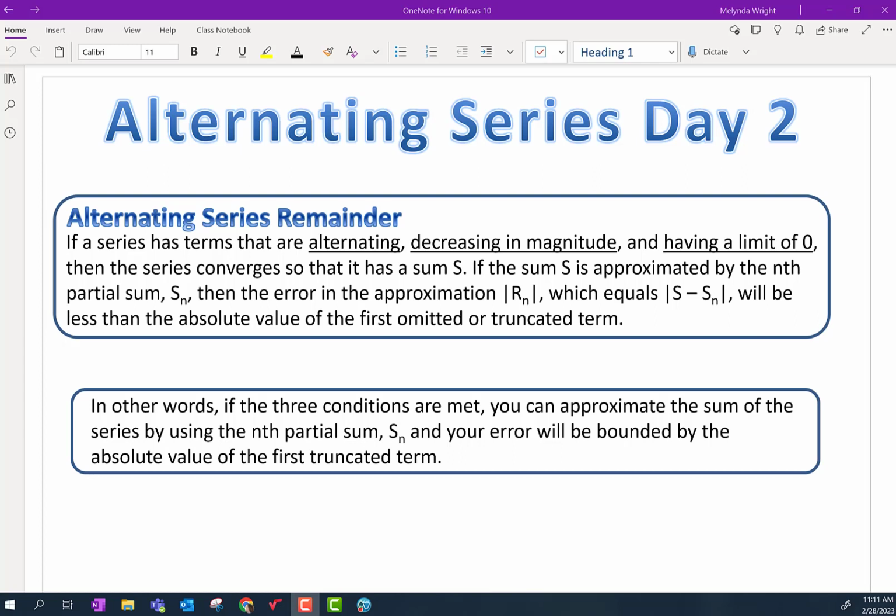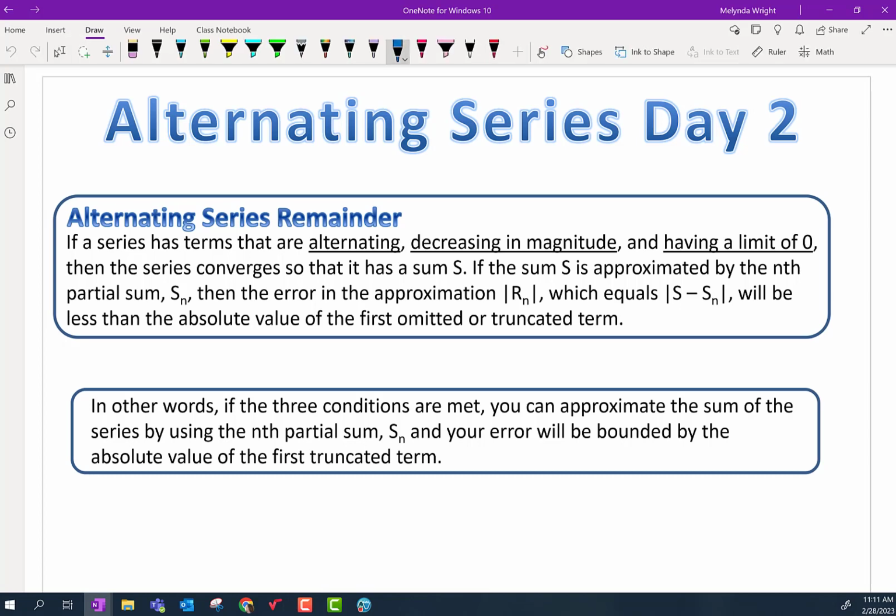All right, so let's take a look at our lesson for today. This is our second lesson on alternating series, and this lesson is focusing on the alternating series remainder. Let's remind ourselves what it means to be a remainder. A remainder is the error. It's just a fancy word for error.